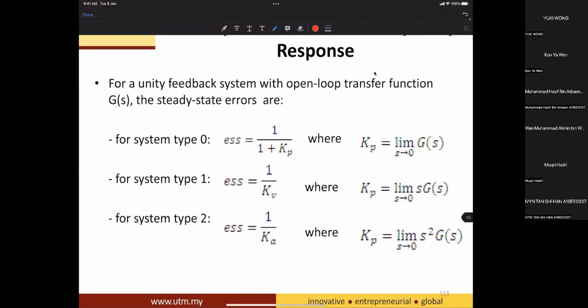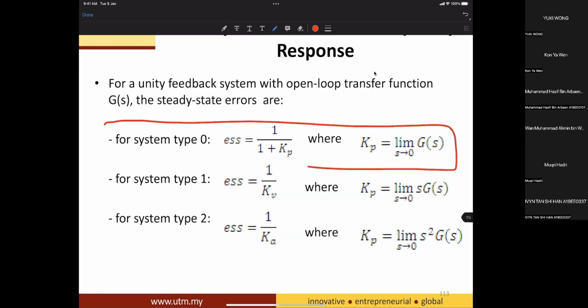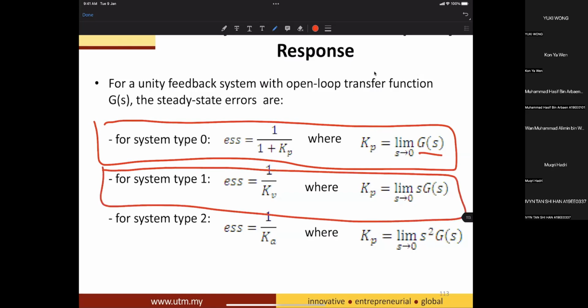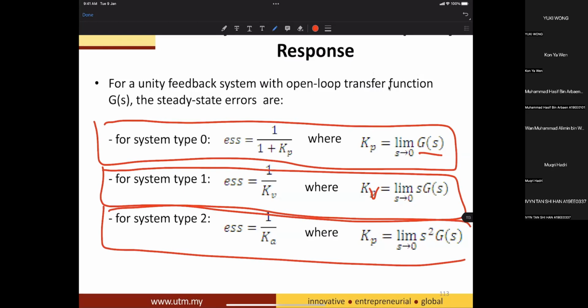Okay, so what do you observe from here? This is the summary. For system type 0, ESS uses Kp: 1 over 1 plus Kp, and find Kp from the open loop transfer function. Second, if the system is type 1, we use Kv, limit s G(s), s to 0, so ESS is 1 over Kv. And for system type 2, we use Ka, limit s squared G(s), s to 0, ESS is 1 over Ka. Please take note of the correction: Kp, Kv, and Ka. Understand?